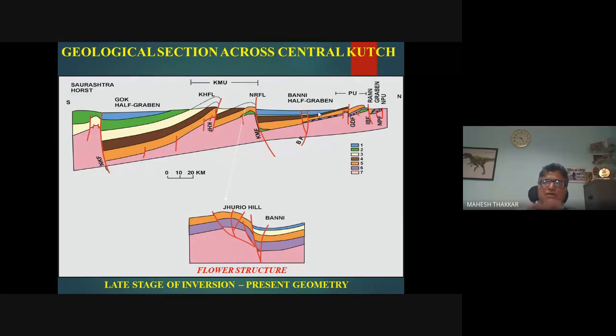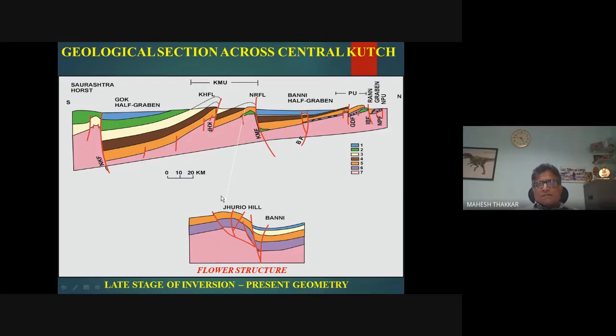Wherever you come to Kutch, this picture must be in the mind. Now, another thing I would like to focus on: any of the faults you see here, KMF or Bunny, NKF or any of the faults, they are basically basin bounding faults. These are all basinal faults, not these small faults, but these are basinal faults. Basinal faults mean the basement tectonics must be understood to understand what you see on the surface.